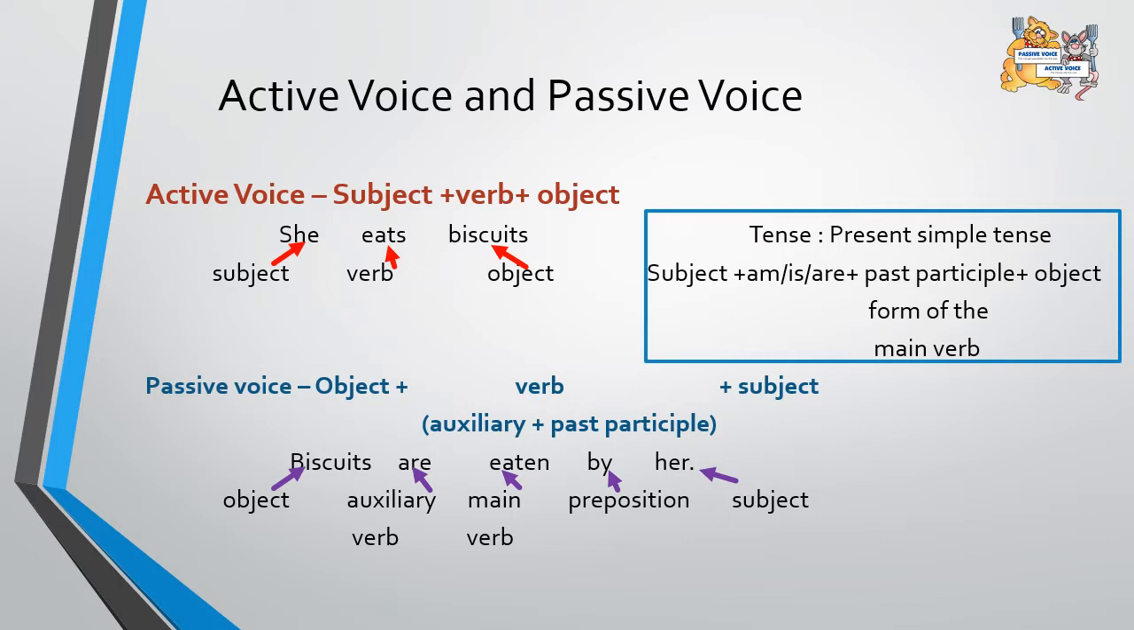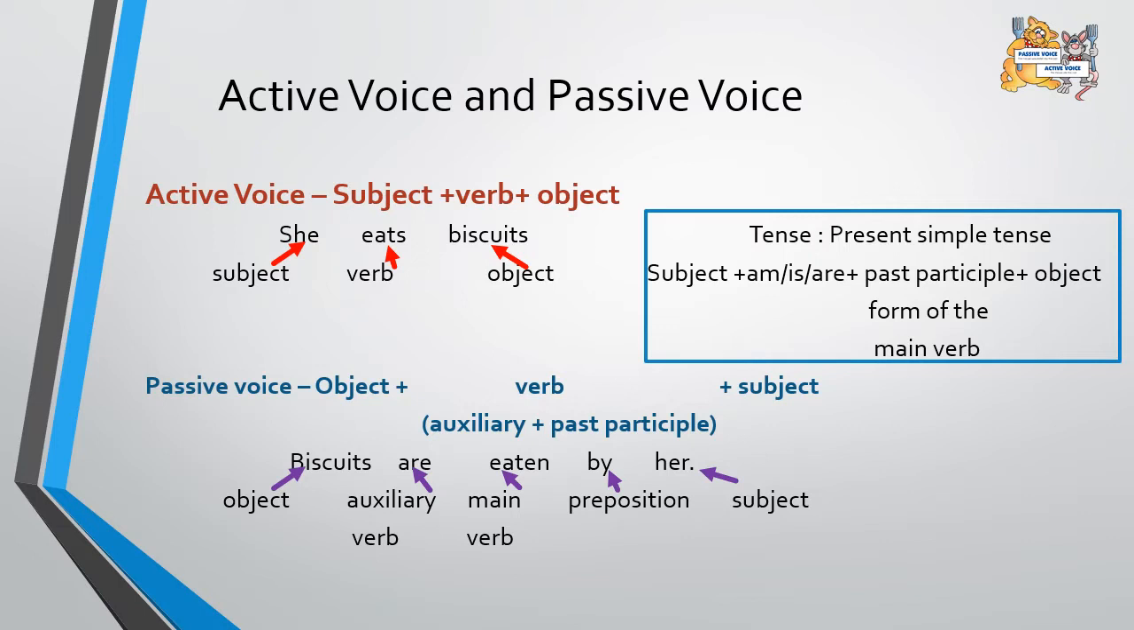Here she is the subject because she is the doer of the action. Eat is the verb because it describes the action. Biscuits is the object because it is the thing on which the action of eating is done.